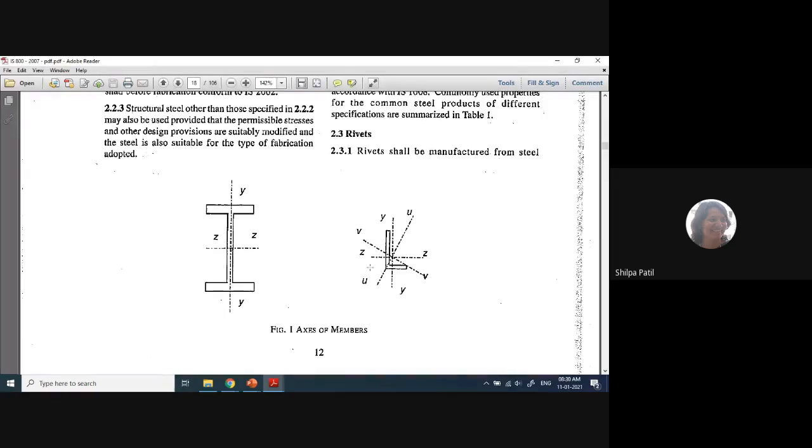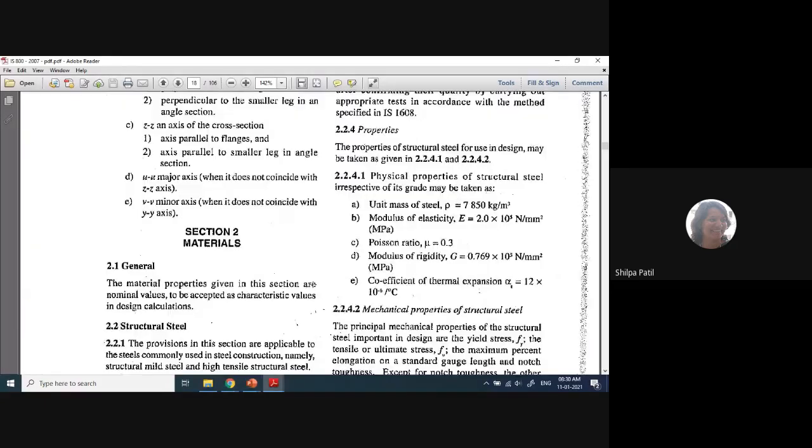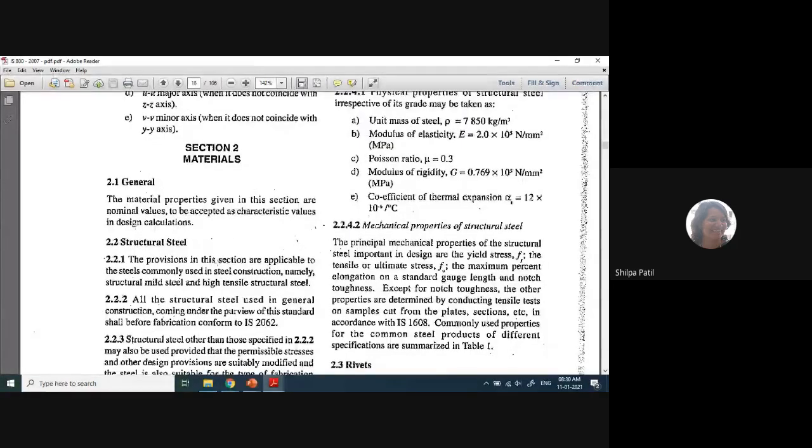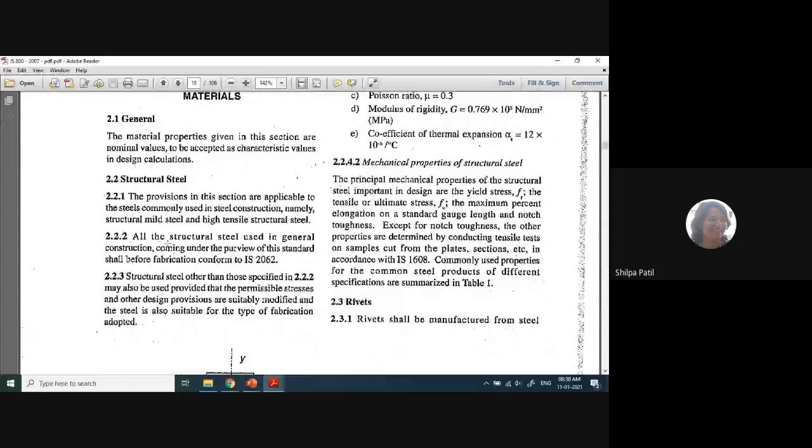You have to understand from which axis we are measuring the distances. So in case of angle section, what is the UU axis, what is the VV axis, which one is major, which one is minor, everything you need to understand properly. So you have to read all these specifications carefully. Then the properties of material. You can see here this particular clause.